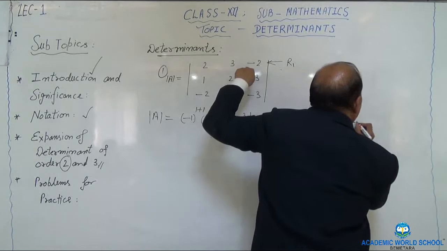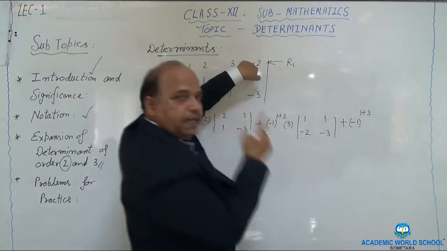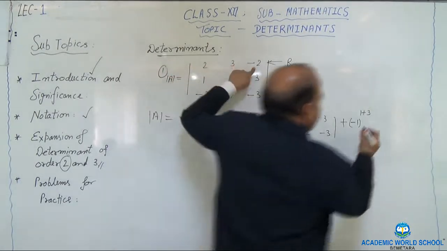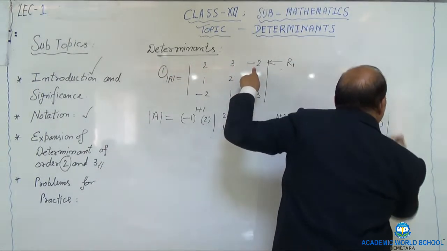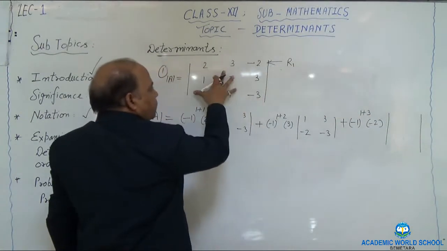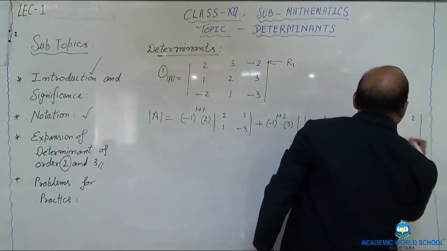So what will you write? Minus 1 to the power 1 plus 3. Why 1 plus 3? First row, third column. That is written. Write down that element itself, minus 2, and then what you have to write? Leave this row, leave this column, whatever is left, write down that: 1, 2, minus 2, 1.